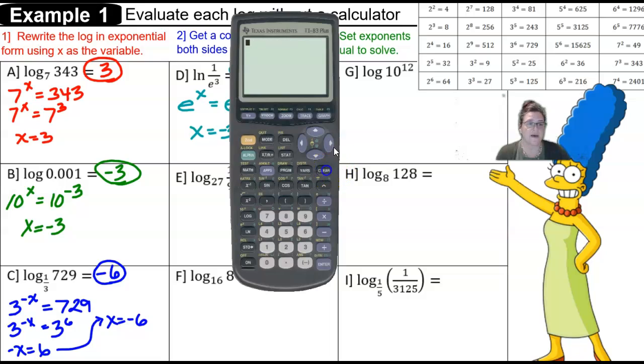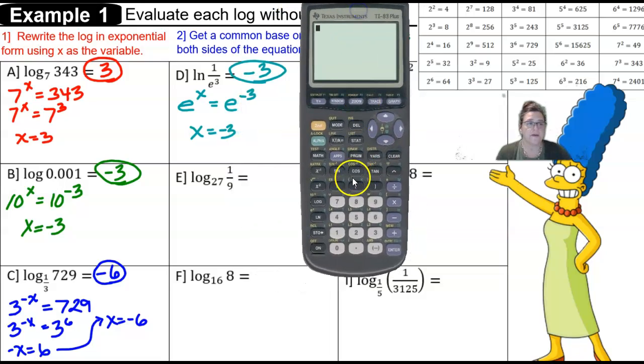Natural logs we can evaluate in the calculator. So if I do the natural log, which is the ln button, of the quantity 1 divided by e raised to the 3rd power, and press enter, there we get our negative 3 as the answer, so we know that that worked.